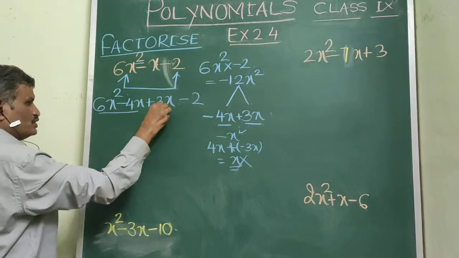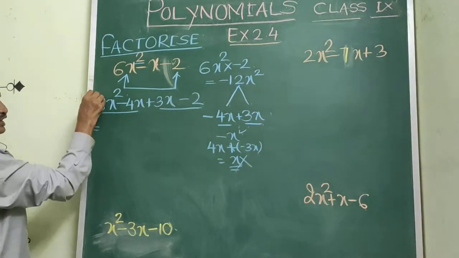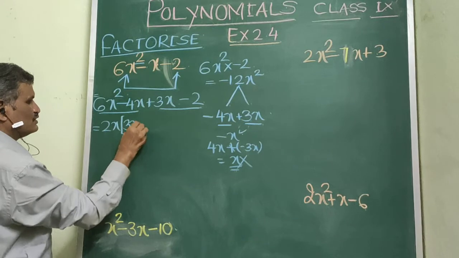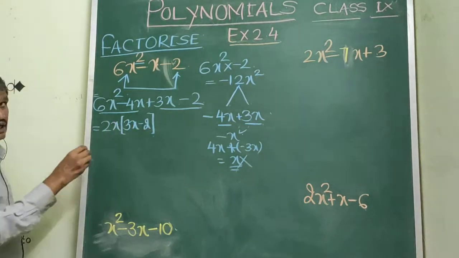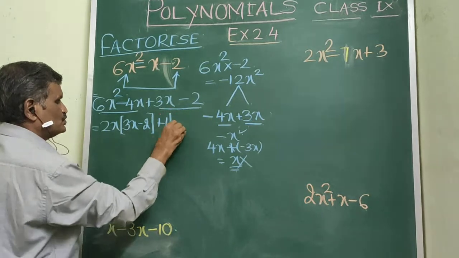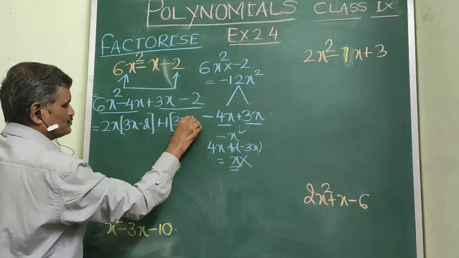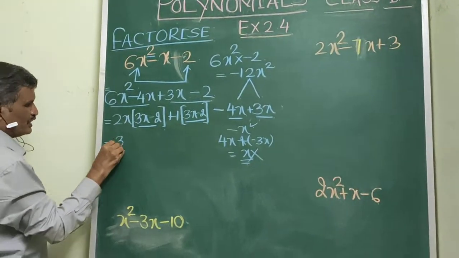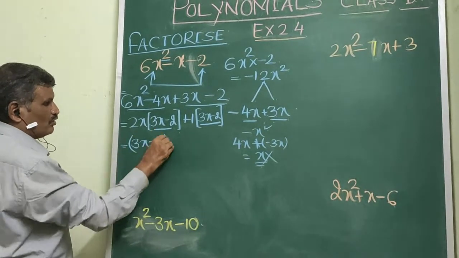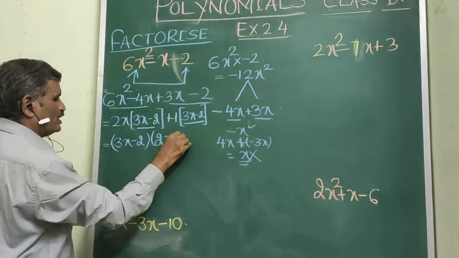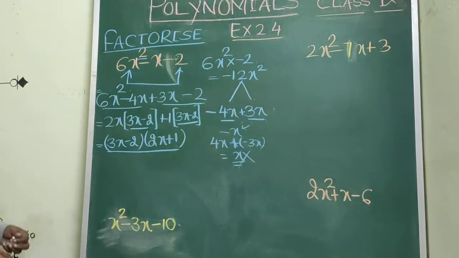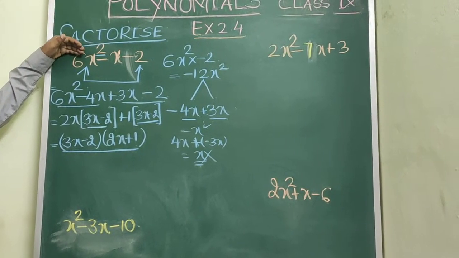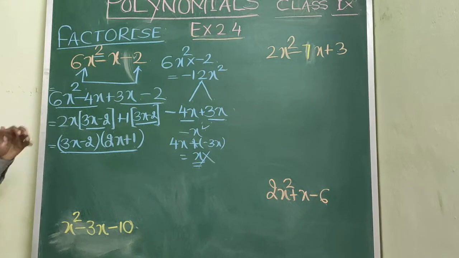Now again you have to take what is common. Here in this polynomial you can take 2x common. If 2x is common, then 2 3s are 6, 2 2s are 4. Again here 1 is common, so 3x minus 2. Then again 3x minus 2 is common, so you take 3x minus 2 and what remains is 2x plus 1. So children, that means what? If I again multiply this, I will get back the same original polynomial. So this is the factorization of the quadratic polynomial.